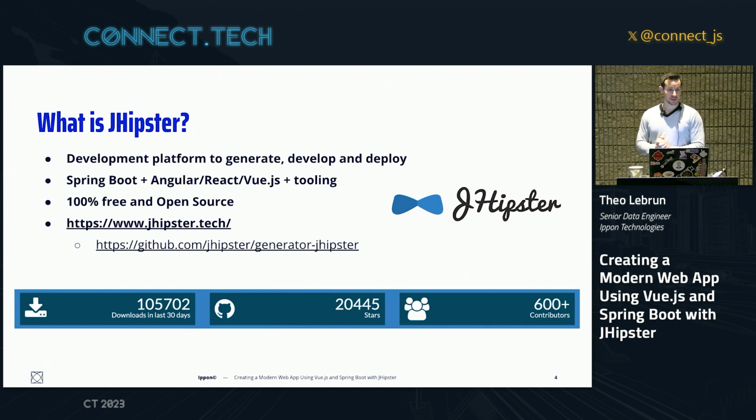In terms of architecture, you will have Spring Boot for the back end, so all Java-based, and for the front end, you will have either Angular, React, or Vue.js. And you also have a set of tooling to make your life easier as a developer. So yeah, it is 100% free and open source. And here's the main website if you want to check it out, jhipster.tech. There's also the GitHub repo, and it's a pretty big community. We have over 600 contributors, a lot of stars, and downloads in the last 30 days.